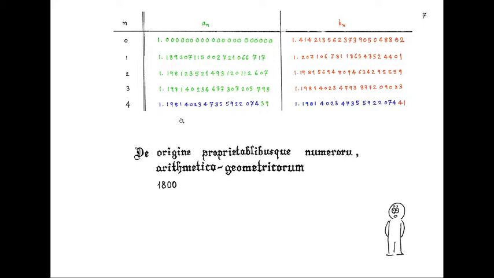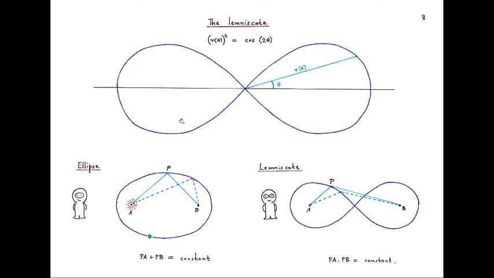Okay, so far we have seen the arithmetic mean, the geometric mean, and the arithmetic-geometric mean. But what does this have to do with the length of the lemniscate? So first of all, what is the lemniscate? Before we discuss that, let's consider the case of the ellipse.